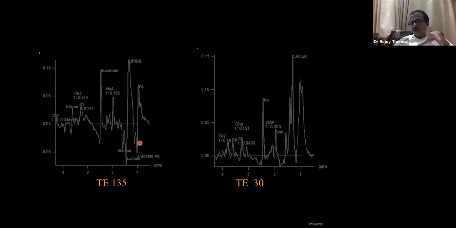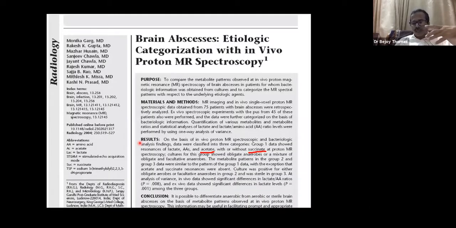When you're seeing all these metabolites and not seeing the cytosolic amino acids in the appropriate clinical setting, it is unlikely to be a staphylococcal abscess. So we are already giving the clinician a lot of information about what the site is. This is the real usefulness of spectroscopy. These were first described from SGPGI by Dr. R.K. Gupta's group. There were a lot of publications on this MR spectroscopy.